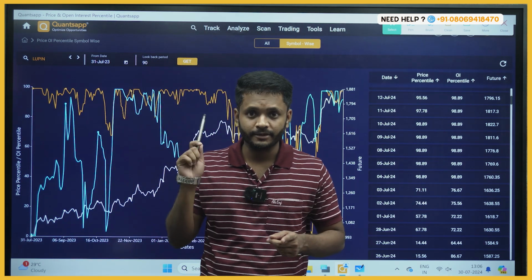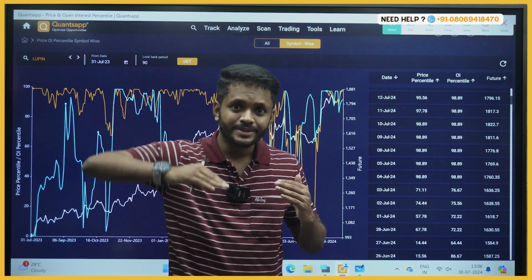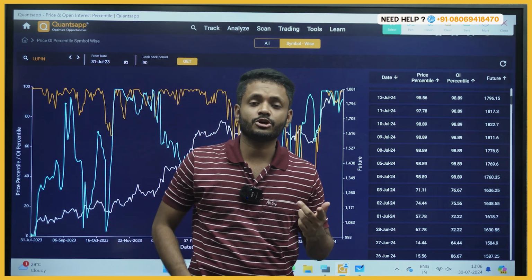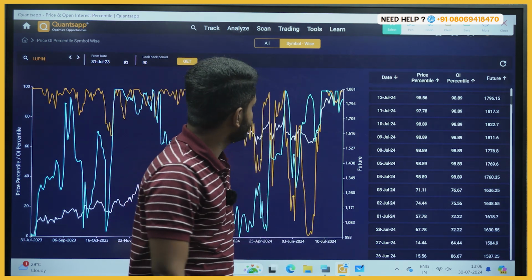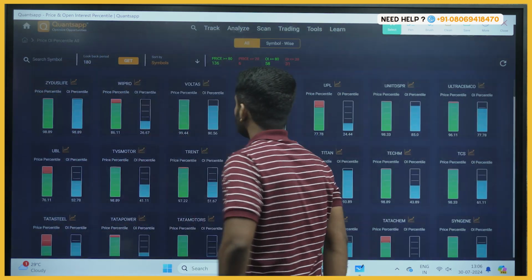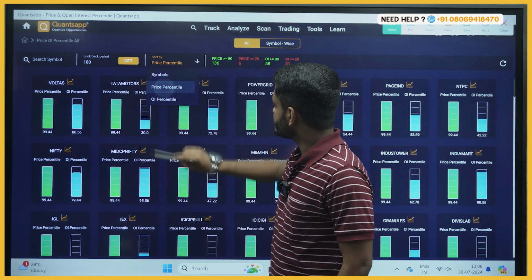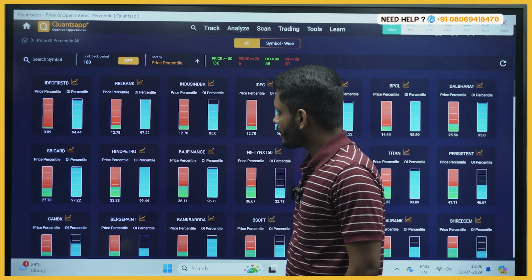OI should be above 90. Why? When the price goes down along with a rising open interest, that is an indication of a short build-up, correct? So let's go here. What I'll do is sort by price percentile, and let's do it in ascending order.